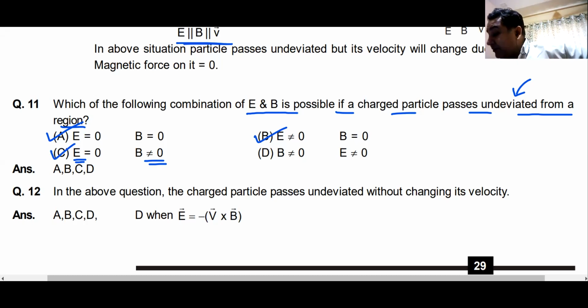Case number 4. B is not equal to 0, E is not equal to 0. So both are present. Can the particle go undeviated? Then three are parallel, sir. When three are parallel, yes. So you have all the 4 options correct. Am I clear?